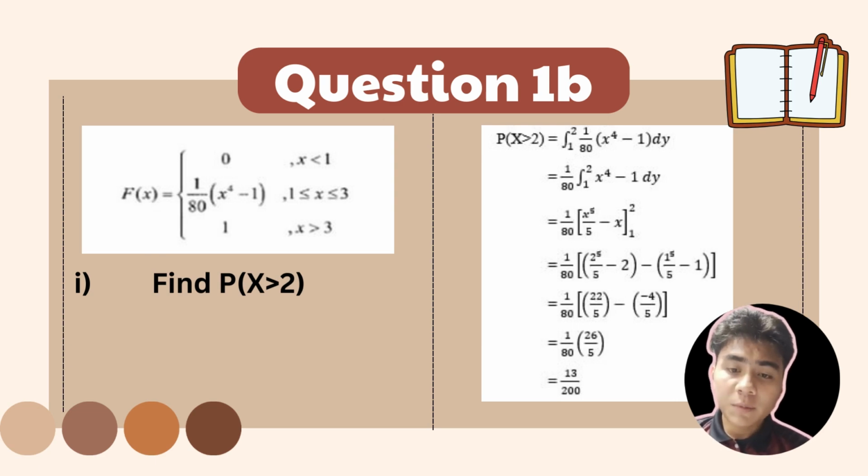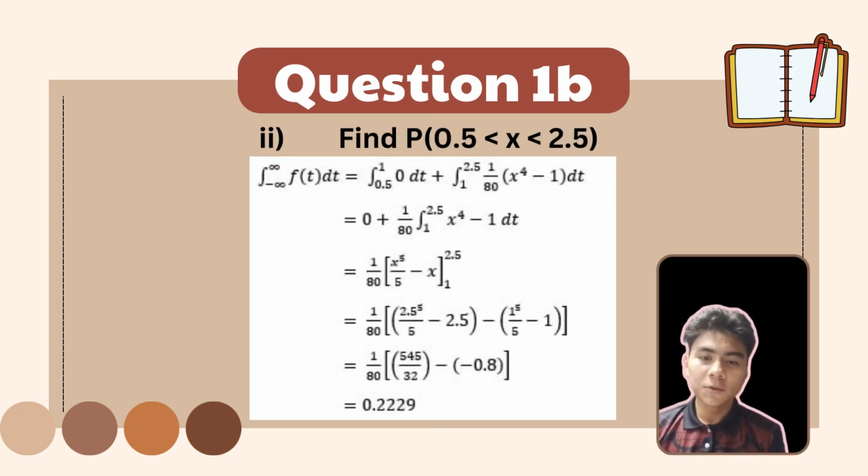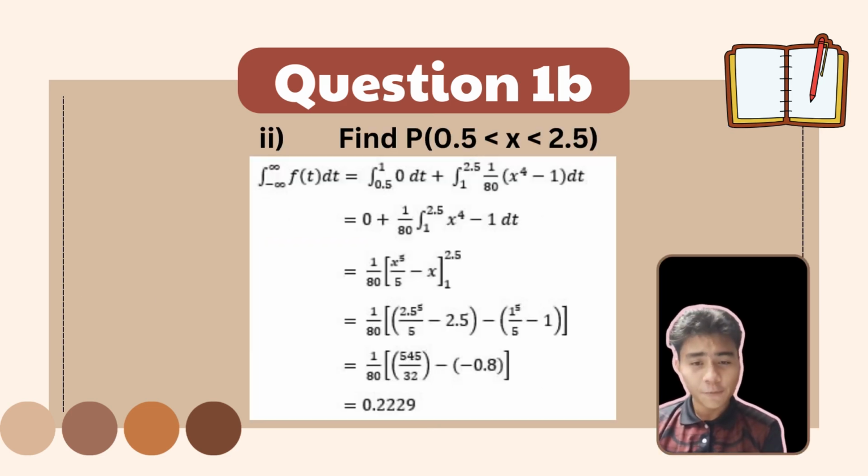Next, question 1b. 1. Find the probability of x greater than 2. The formula that we use is the integration of f(x). The answer for the probability of x greater than 2 is 13/200. 2. Find the probability of x between 0.5 and 2.5. The formula that we use is the integration of f(x), where the answer is 0.2229.